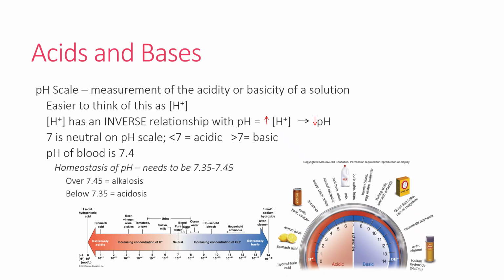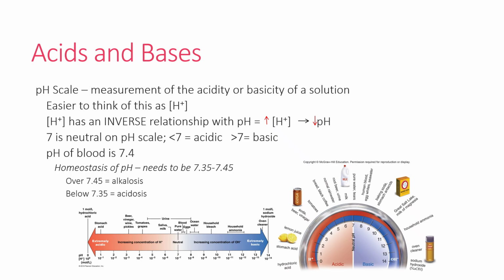Okay. 7 is going to be neutral on our pH scale, and this is not just random. This happens to correspond with just pure water. So pure water will dissociate into hydrogen ions and hydroxide ions. So it ends up being completely neutral. Okay, and so that's where we get this neutral on the pH scale, is pure water. So anything less than 7 is considered acidic. Anything greater than 7 is considered basic or alkaline.